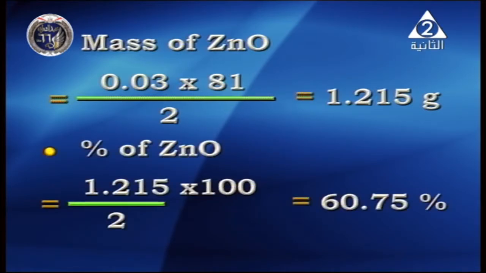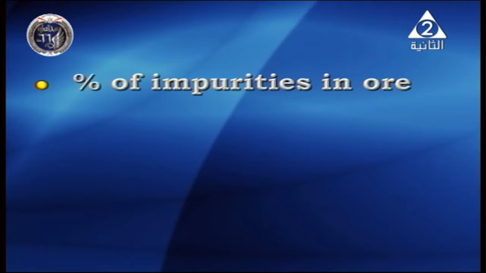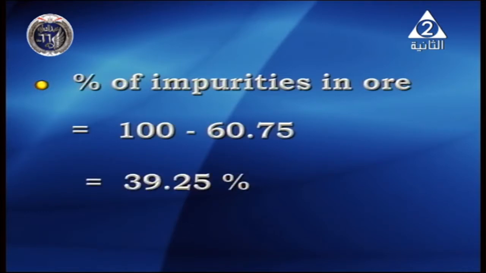So percentage of zinc oxide equals 1.215 over 2 times 100 equals 60.75%. So the percentage of impurities in the ore equals 100 minus 60.75 equals 39.25%.